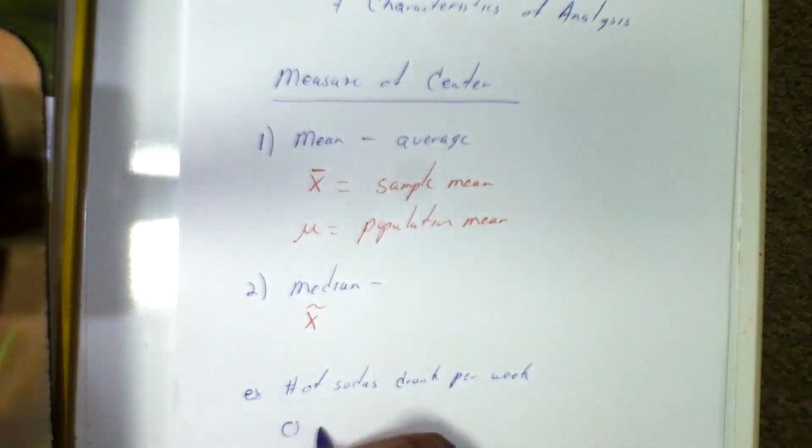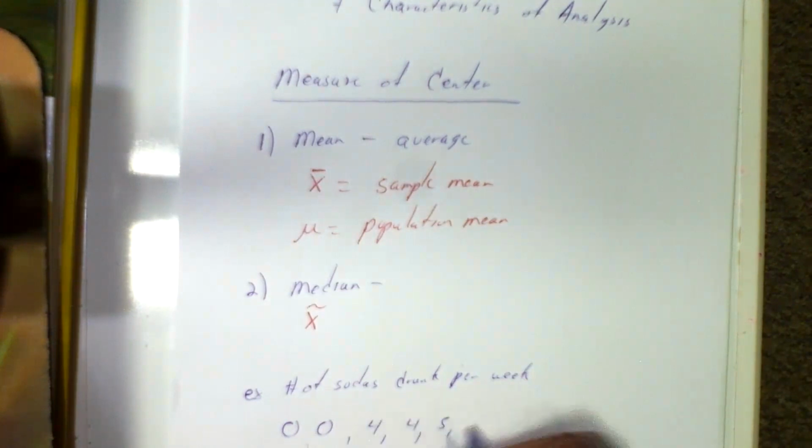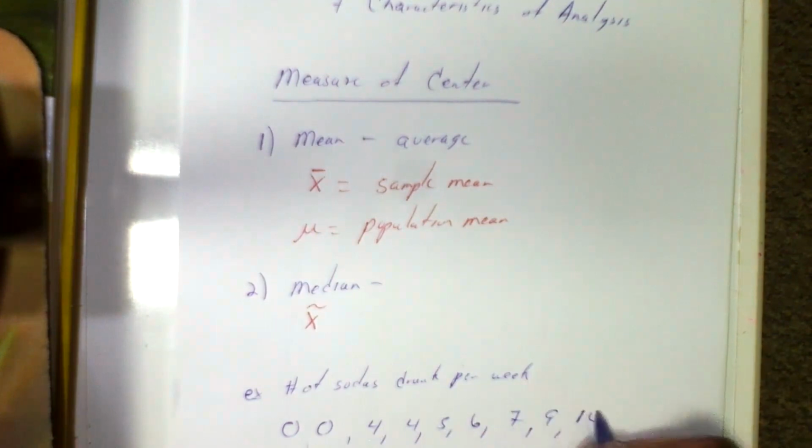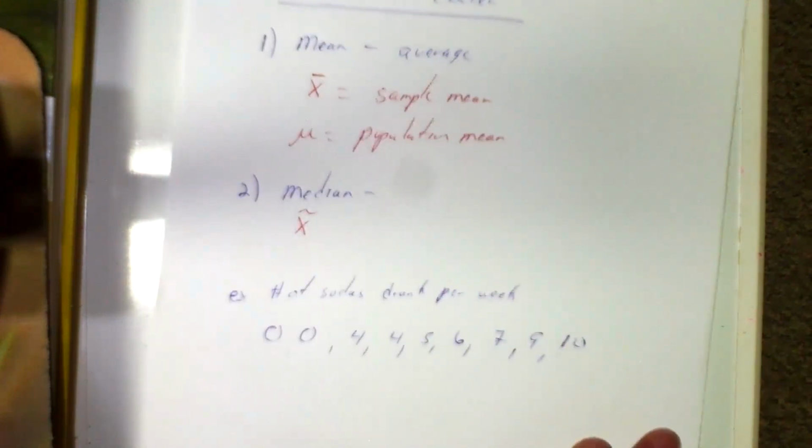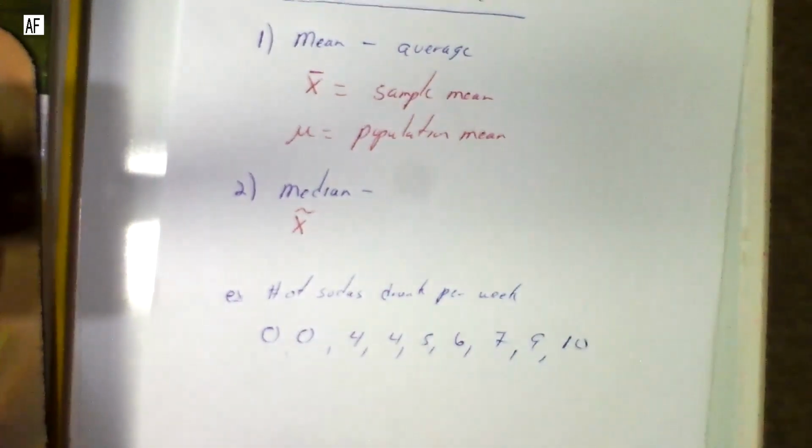So I have 0, 0, 4, 4, 5, 6, 7, 9. 1, 2, 3, 4, 5, 6, 7, 8. I need one more. And I have another person that has 10. So notice, I'm not drunk, but drank.